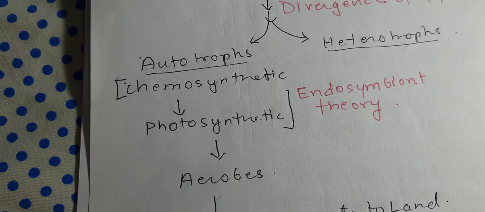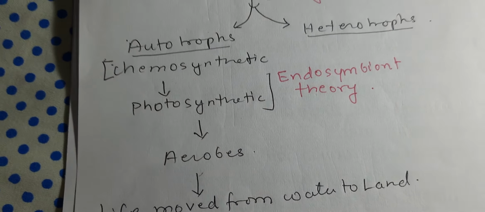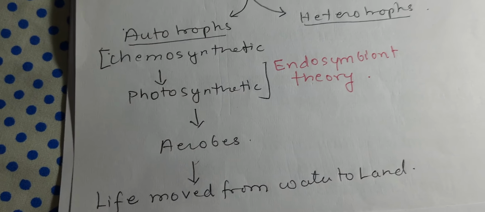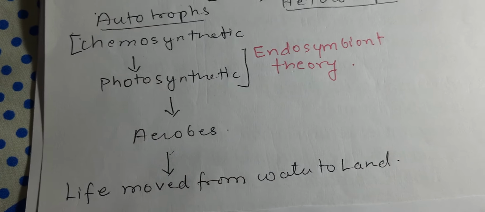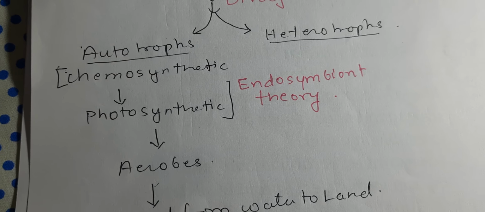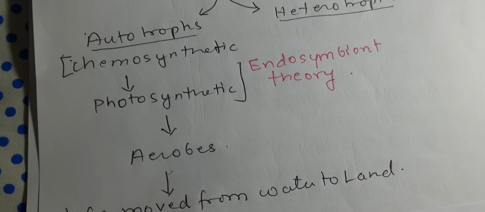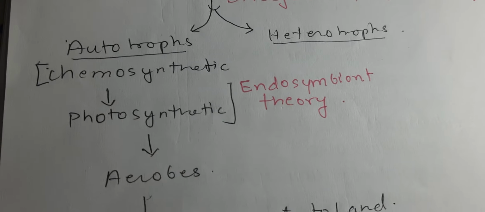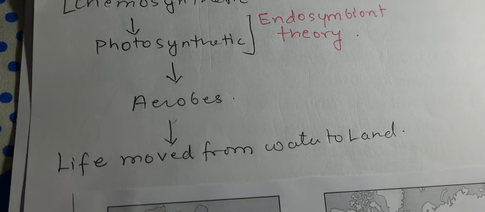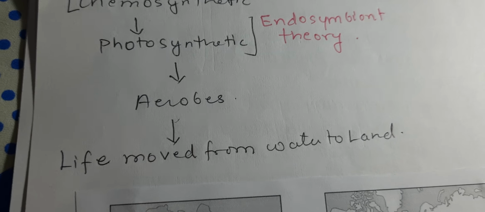The first autotrophs were chemosynthetic, and then comes the photosynthetic. And once the photosynthetic autotrophs came, they released oxygen in the environment, and the first aerobic organism comes. And here, from the chemosynthetic to photosynthetic, endosymbiont theory comes into play, and the life moved from water to land. So this is a very much later stage, how the life moved from water to land.